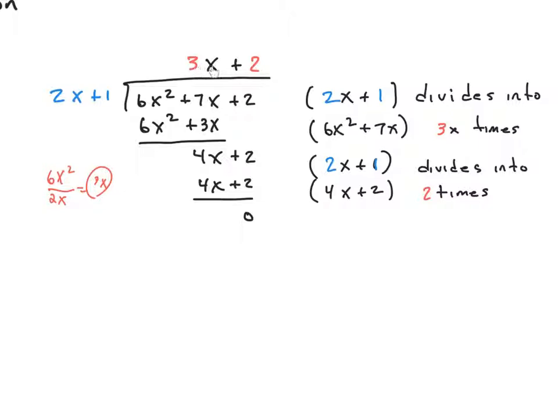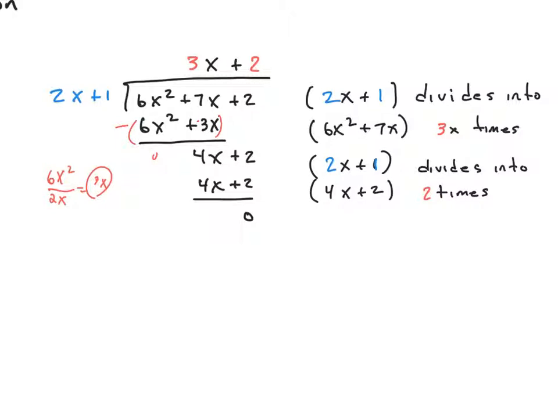take 3x, and I am going to multiply that by 2x, and that's going to give me 6x squared. Then I'm going to take that 3x, and I'm going to multiply it by 1, and it's going to be plus 3x. Now that I've done that, I'm going to go ahead and divide. And 6x squared minus 6x squared, of course, is 0. And then 7x minus 3x is going to be 4x.